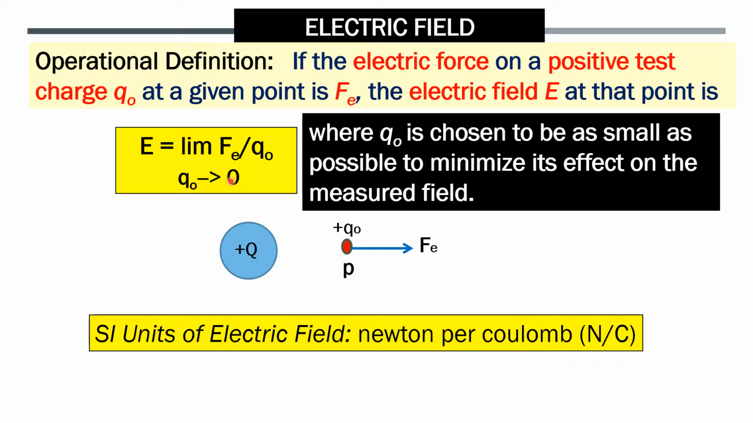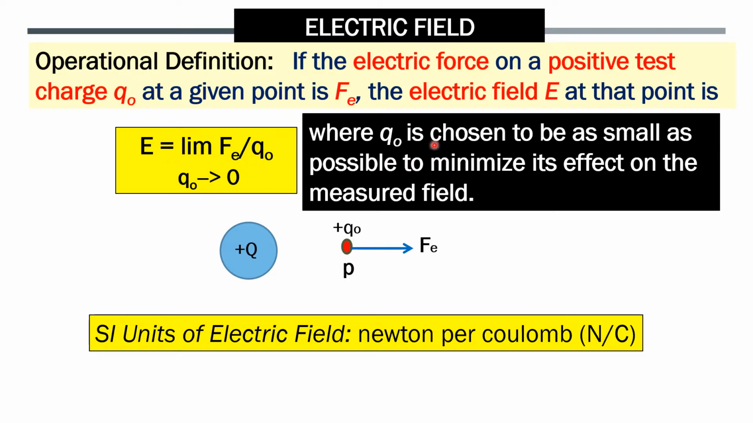All right, what does this mean? This means that in this formula, Q naught is chosen to be as small as possible. How small? Very small, to the point that we are looking at a situation where Q naught approaches 0 but is not equal to 0. All right, so that is the concept of electric field.